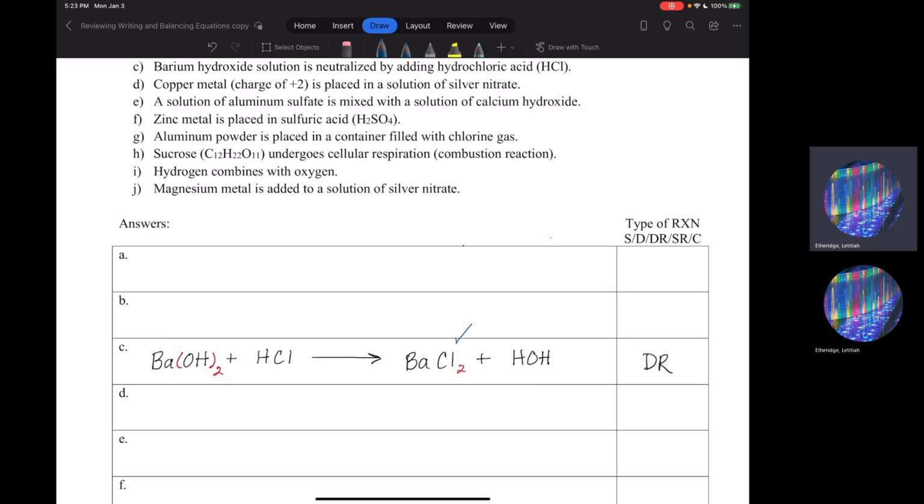So on this side, I have 2 chlorine. I only have 1 on this side. So I'm going to put a 2 here. Hopefully that will solve some of our problems. Now I have 2 hydrogen over here. I only have 1 over here. I need to put a 2 here.